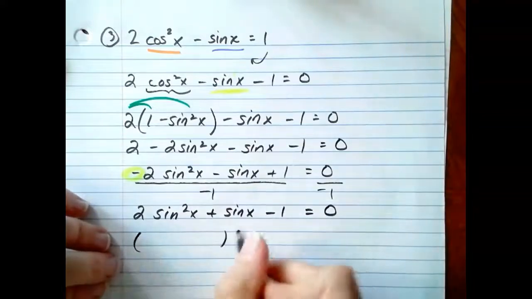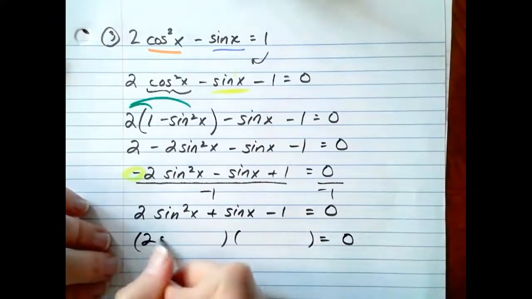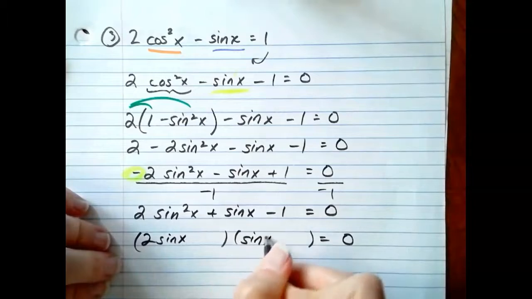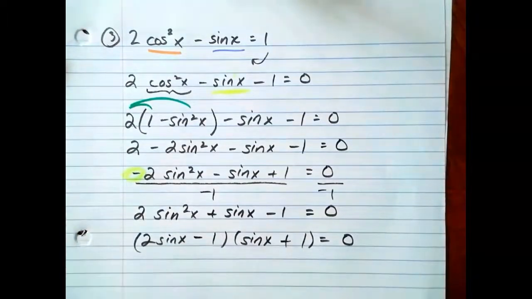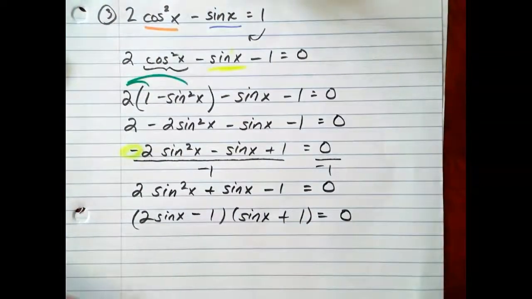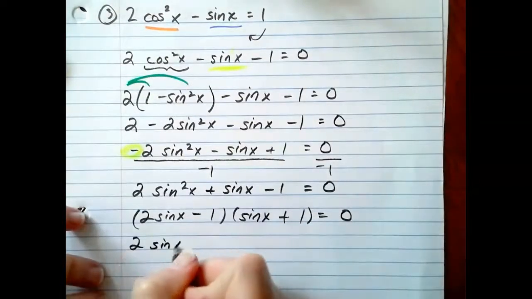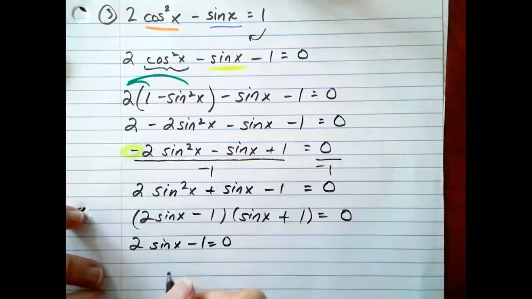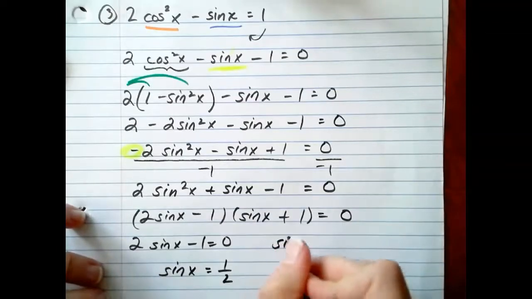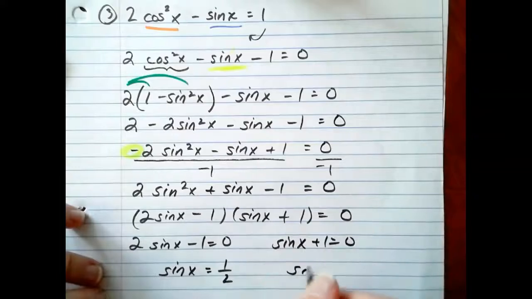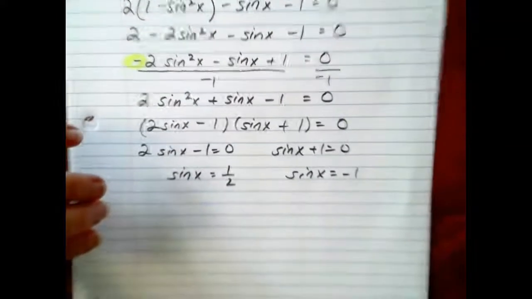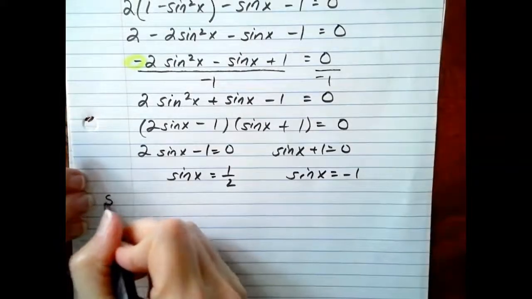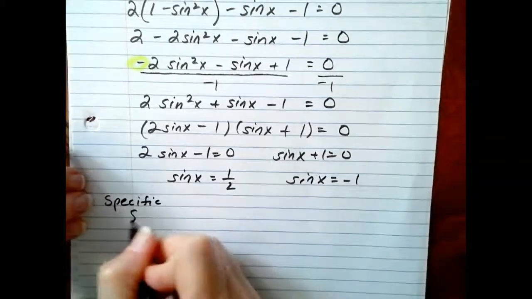And then this will easily factor from here. So 2 sine x times sine x, a 1 and a 1. I want a positive in the middle, so plus, minus. There's my factors. Set each factor equal to 0. 2 sine x minus 1 equals 0. So sine x equals 1/2. There's the first factor. Sine x plus 1 equals 0. Sine x equals negative 1. From here, we can pretty quickly find our specific solutions.